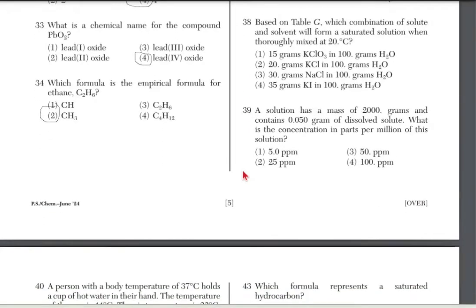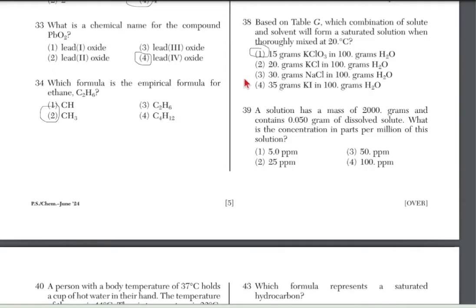Based on Table G, which combination of solute and solvent will form a saturated solution when thoroughly mixed at 20 degrees Celsius? The answer is 1. A saturated solution must be on the specific line of the solute. The other answers are either unsaturated, which is below the line, or supersaturated, above the line.